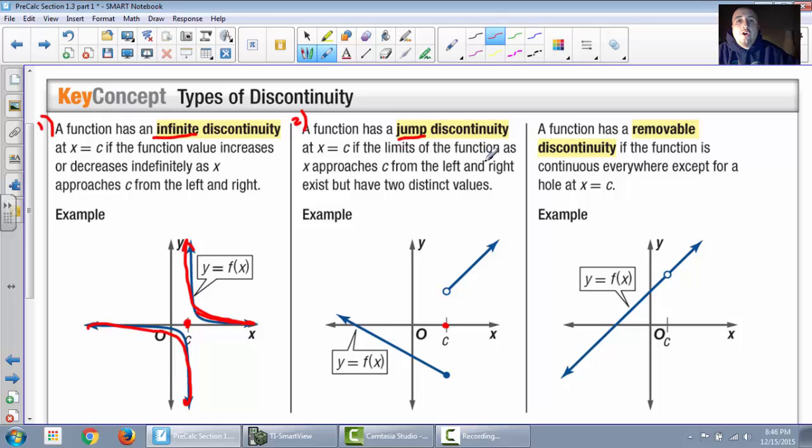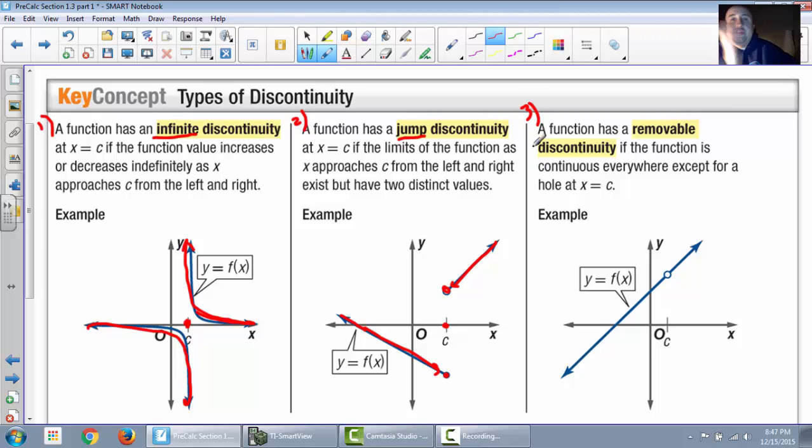If the limit of the function as x approaches c from the left and the right exist, but have two different values. So if we approach c from the left, this part of the graph is approaching this spot down here, the negative number. If we approach it from the right, it approaches some totally different number. So they exist, but they're approaching two different numbers. Therefore, we have a jump in the graph. Okay, this one, and trust me, this is tough stuff, so we're going to talk about this more.